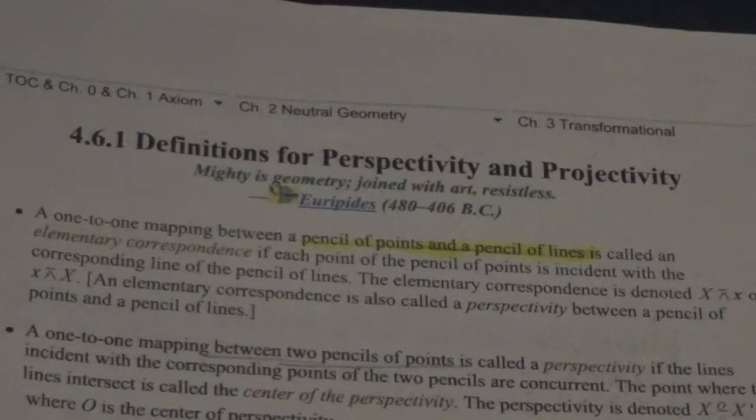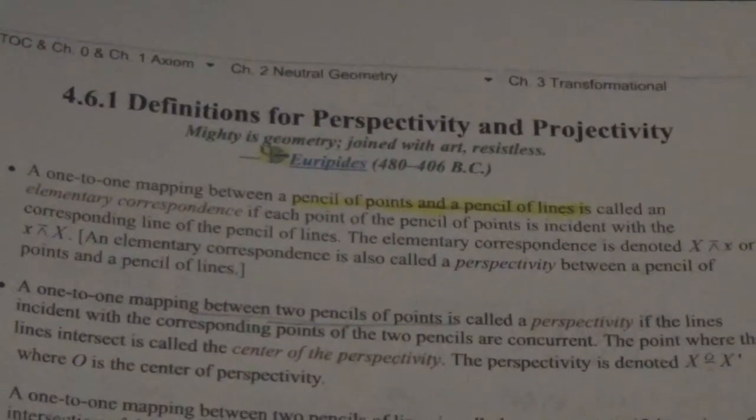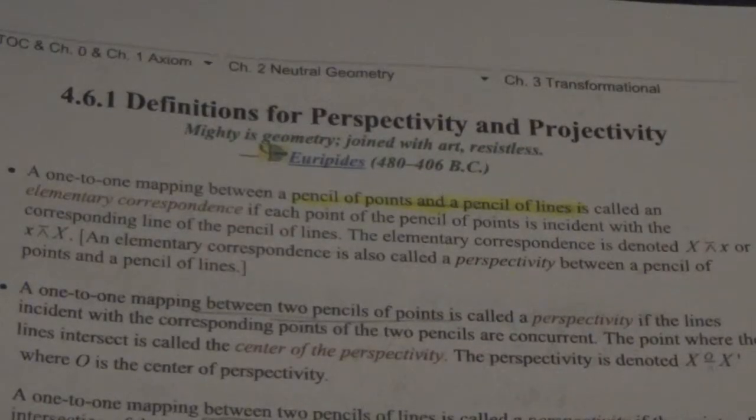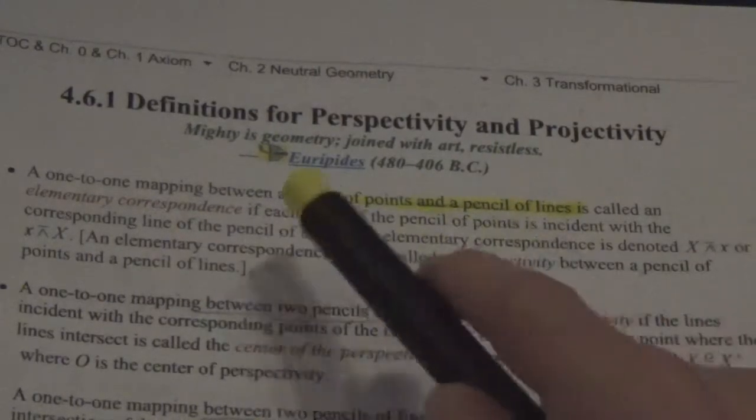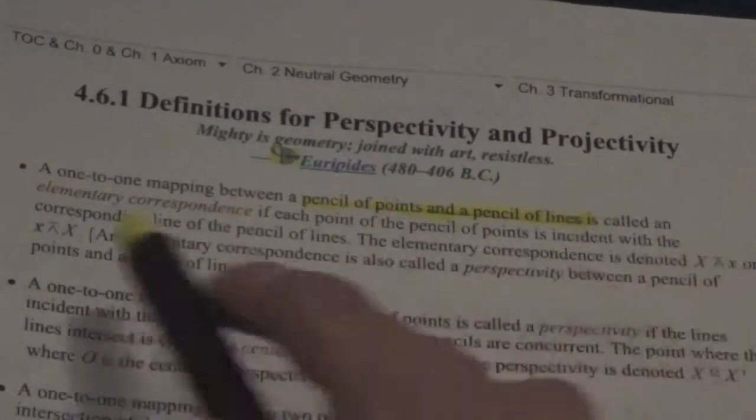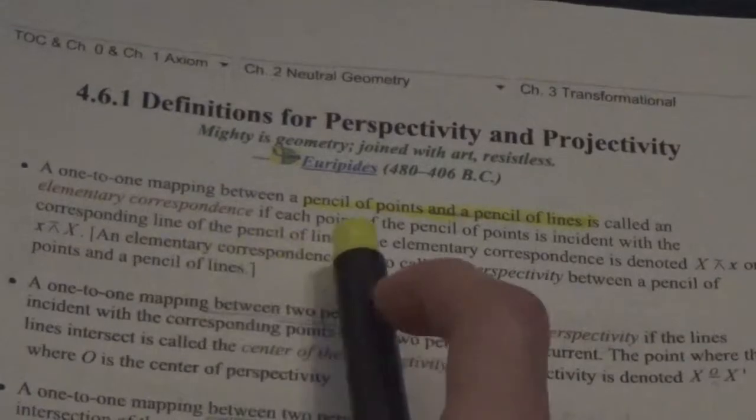And so the first thing you should pay attention to, the first thing you should mind, is an elementary correspondence. And so we see actually a very good image of this, or we're about to see some very good images of this that illustrate these definitions. But you can read it right here, and it says we need to ensure that each point of the pencil of lines is incident with, or intersects, the corresponding line of the pencil of lines.